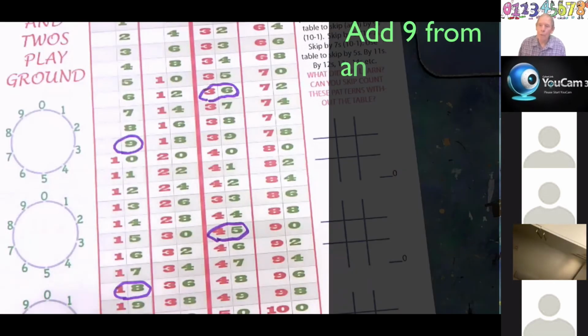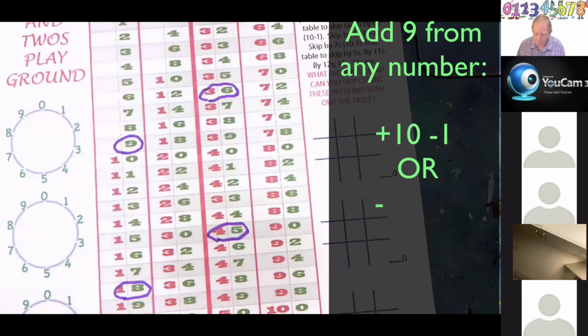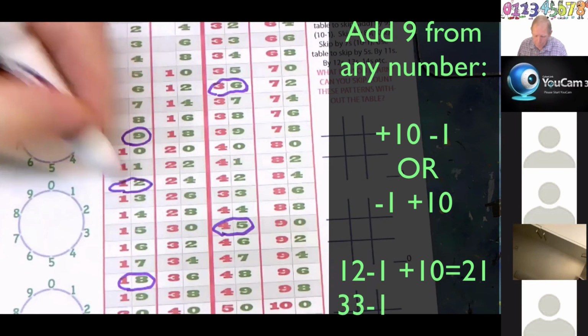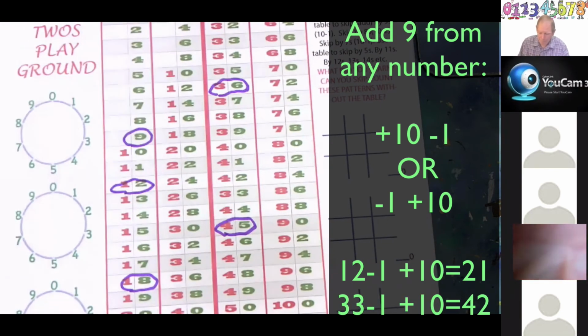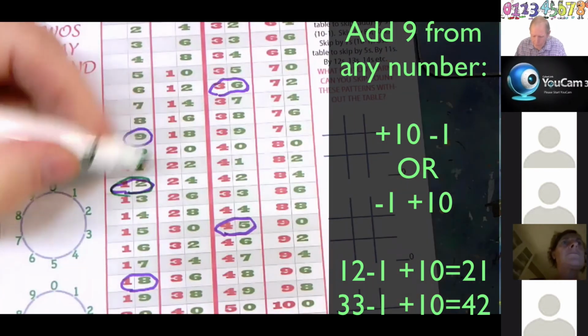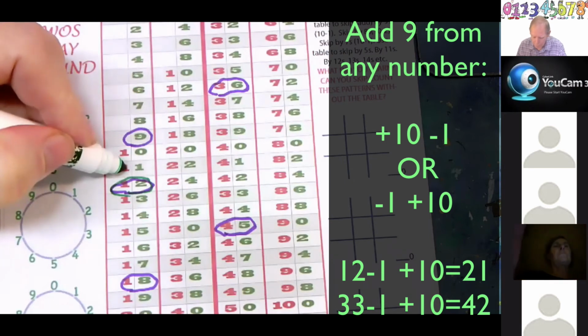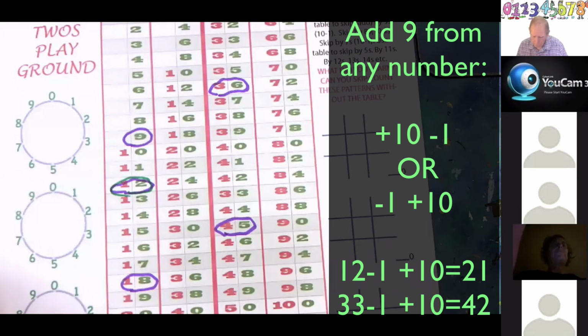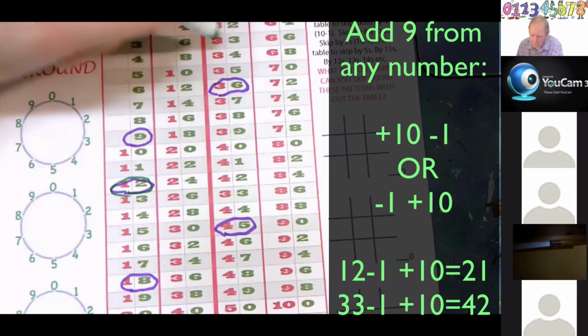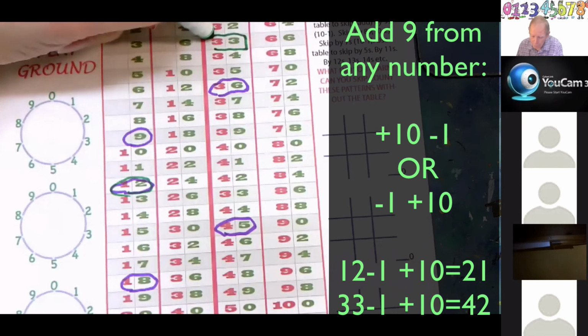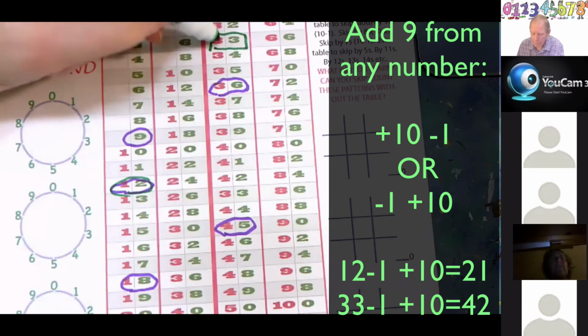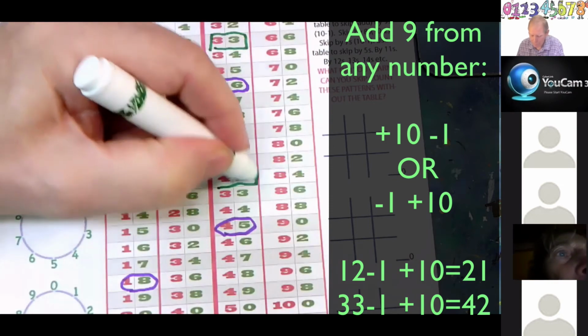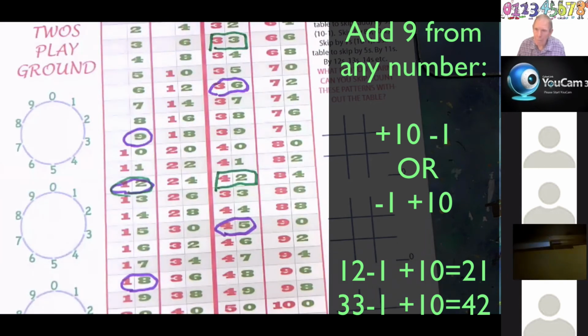So you don't have to just add nines. For instance, let's just take 12. I'm going to use a different color here. So 12, if you want to add 9 to it, subtract 1, you add 11 and jump your 10, is 21. You've just added 9 to that. So let's do something over here. Let's do 33 and add 9 to 33. Subtract 1 to 32 and jump your 10. And your answer is 42. So you can do that.